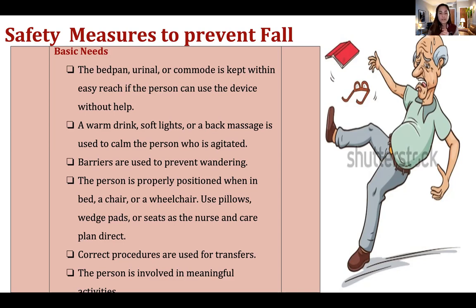The person is properly positioned when in bed, chair, or wheelchair. So use pillows, wedges, and seats as a nurse and care direct. Correct procedures are used for transfers. That's why we are practicing and we discuss how to transfer patients, because if we don't know how to transfer patients, of course, there will be a risk that the patient might fall.